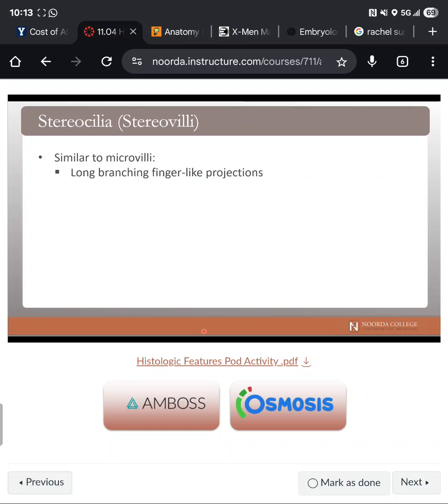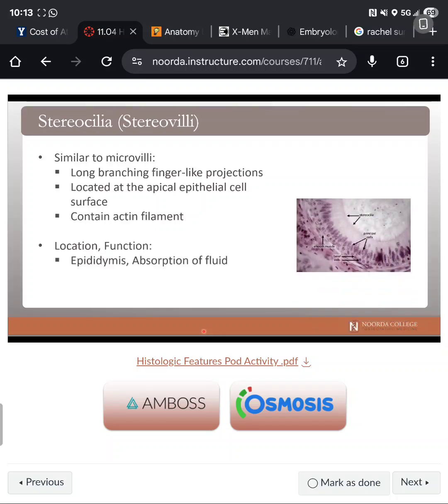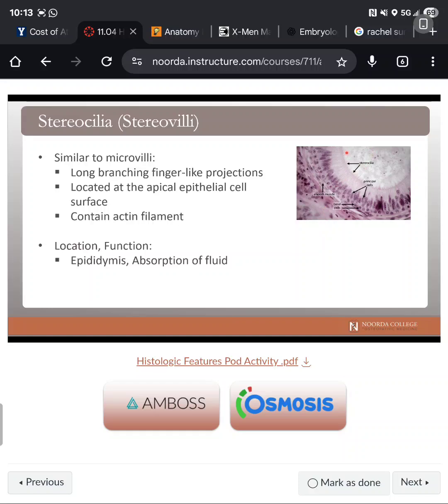Now, when you take a look at stereocilia, which is another structure that I want you to compare and contrast to microvilli, stereocilia are very similar to microvilli in that they are long finger-like projections. However, these structures have a branching or bridging configuration. They're located at the apical side of the epithelial surface, and they also contain actin microfilaments. There are 2 areas where I want you to know their locations and specific functions. They're located in the epididymis with the main role of absorption of fluid.